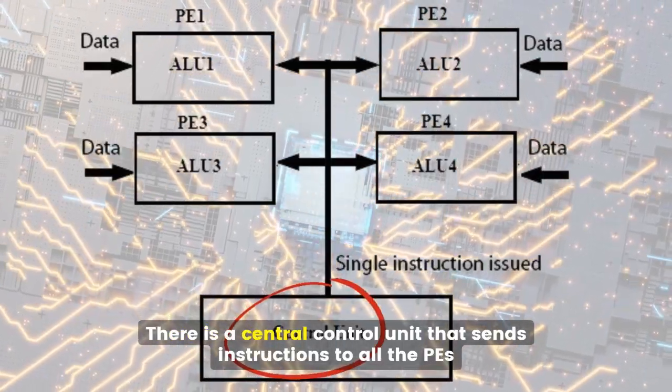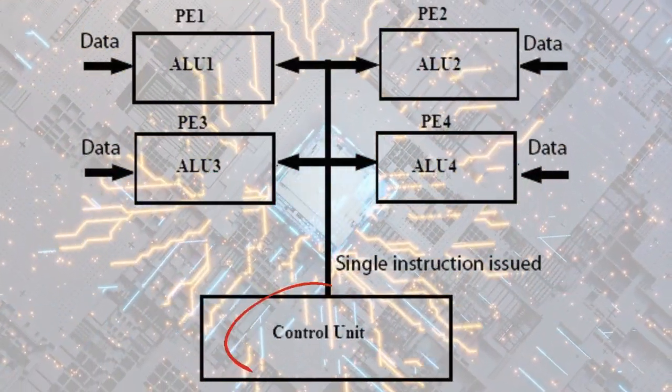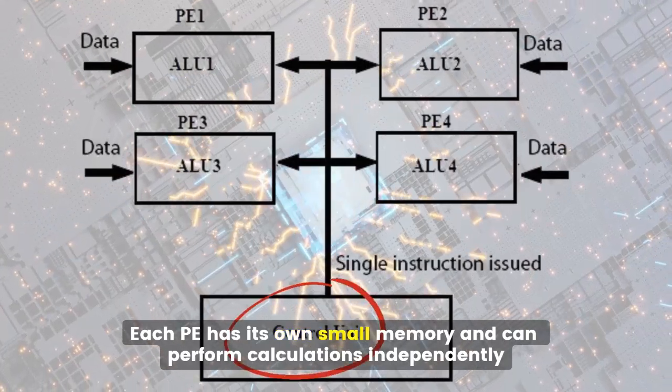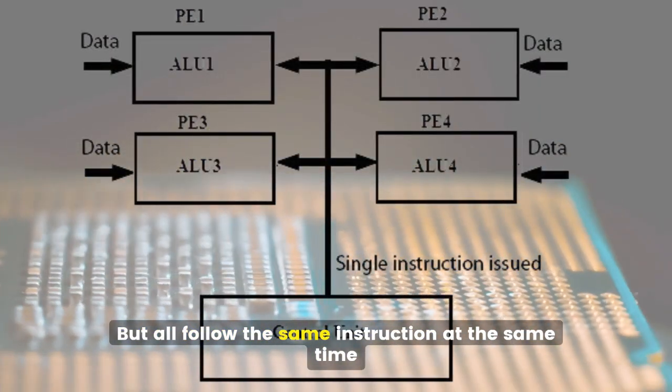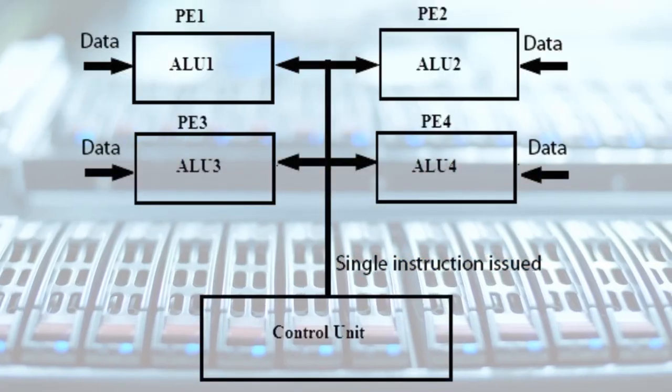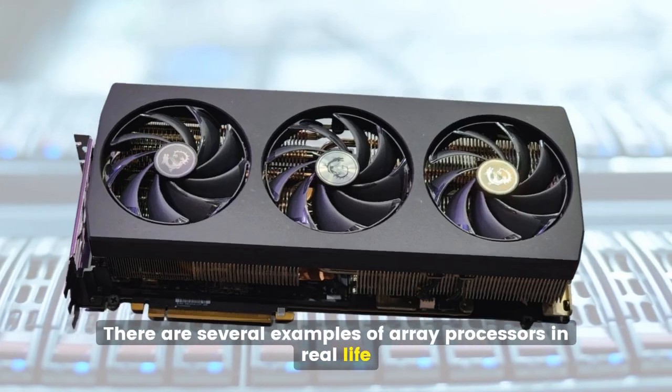There is a central control unit that sends instructions to all the PEs. Each PE has its own small memory and can perform calculations independently, but all follow the same instruction at the same time. There are several examples of array processors in real life.